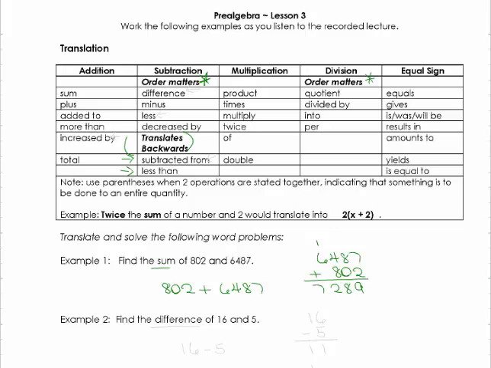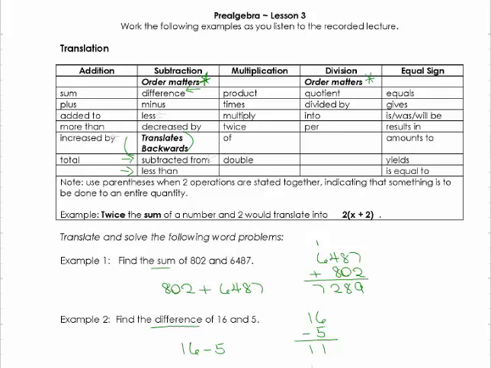7,289. Example number 2 says find the difference. If you look at your chart above, you'll see that difference means subtraction. It is not translated backwards, so we're going to use the same order that we have in the sentence. We're going to say 16 minus 5. And of course, we would once again do our work vertically. 16 minus 5, 6 minus 5 is 1, and then I bring down the 1 in the tens place. The answer is 11.